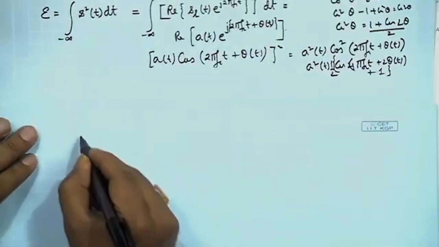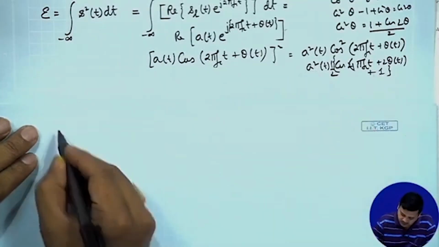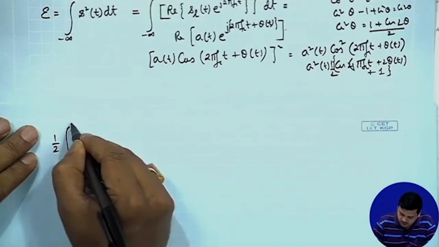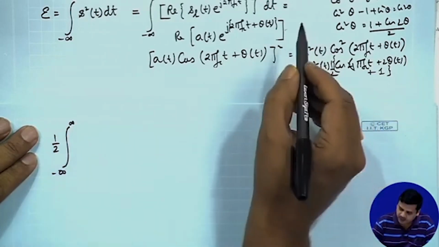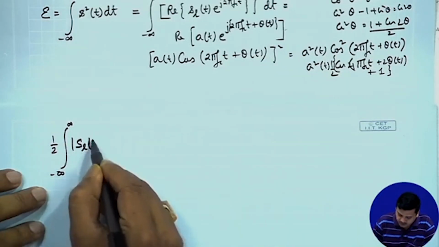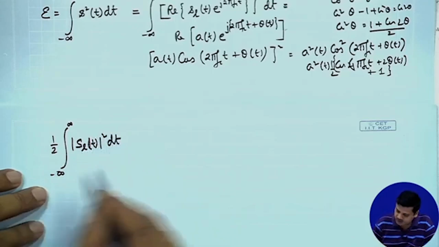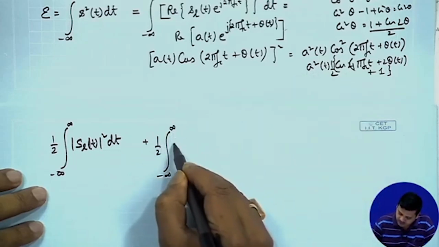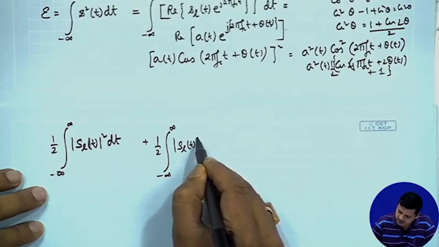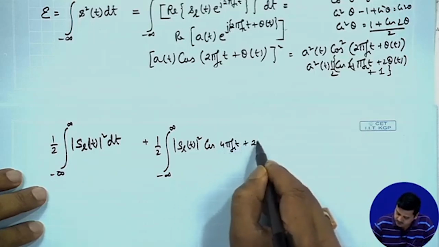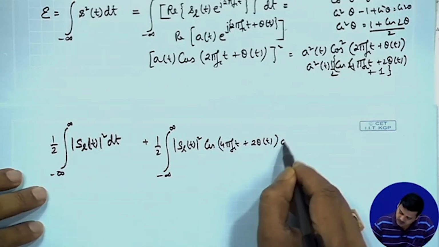So, now the representation that is there in front of us, we have 1 with A squared of t, and there is a half over here. So, you are going to get half times the integral from minus infinity to infinity, and A(t) is basically s_L(t). So, you could simply write mod of s_L(t) squared dt plus, of course, you have the second part of it, which is again the integral from minus infinity to infinity of mod of s_L(t) squared times cos of (4 pi f_c t plus 2 theta(t)) dt.